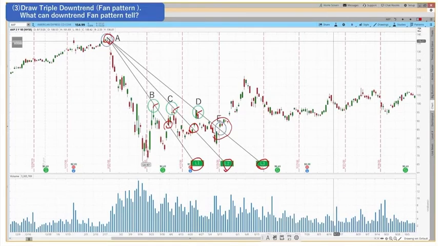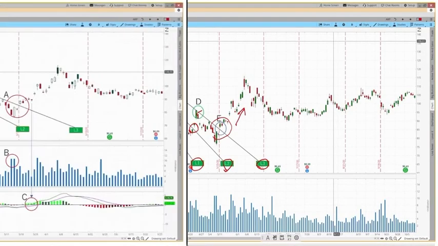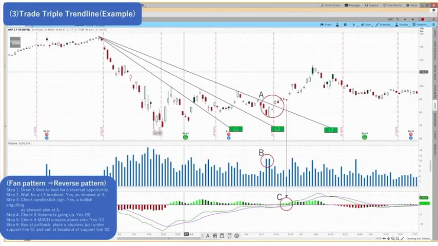That's very important. So this pattern tells us the price movement direction might change, and the market is likely to reverse. So we could see the market after breakout is going up this way. This is an example for trading triple trend line, which is the fan pattern. Let's see the steps for trading this example.